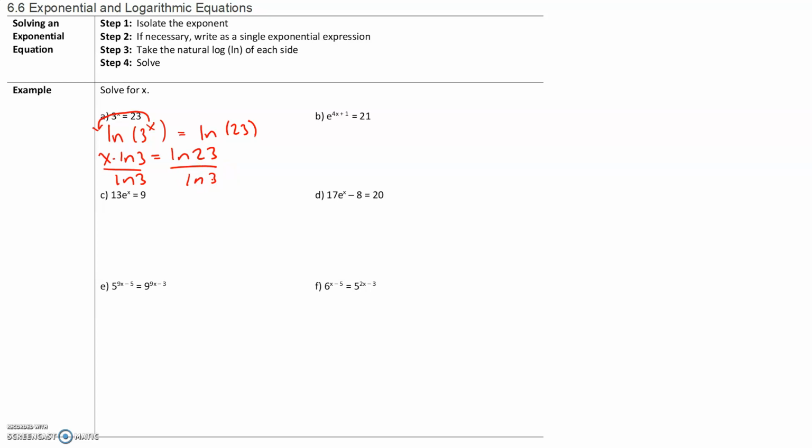In a calculator, we would input the natural log of 23 divided by the natural log of 3. And this yields 2.854 as the answer.